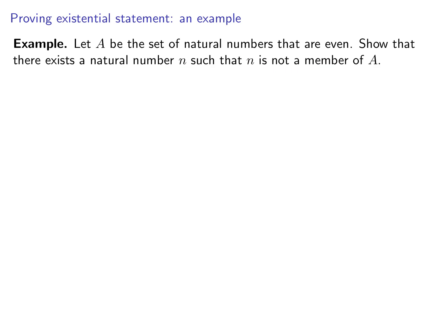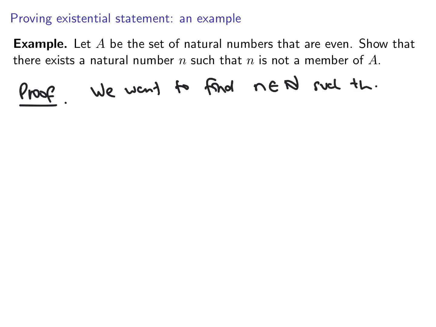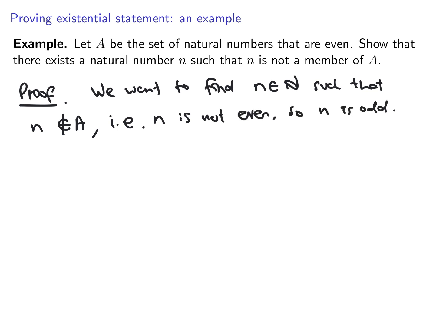How to prove an existential statement? Let's look at this example. Let A be the set of natural numbers that are even. Show that there exists a natural number n such that n is not a member of A. Okay, so what do we want to prove here? We want to find n such that n is not a member of A, which means that n is not even. So n is odd, right? So all we need to do here is to find a natural number that is odd, okay?